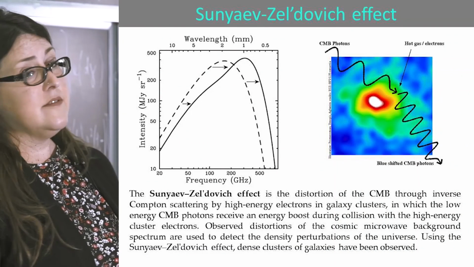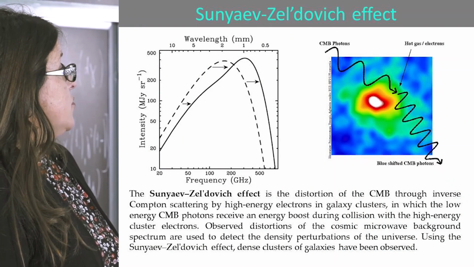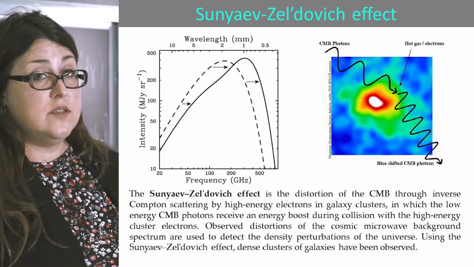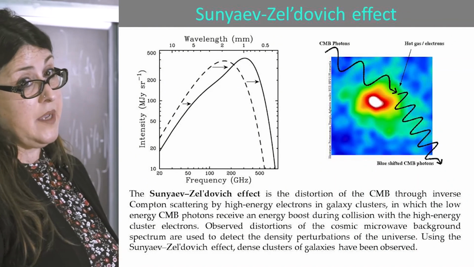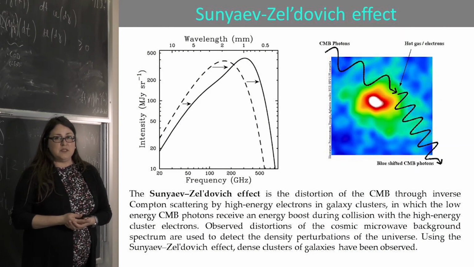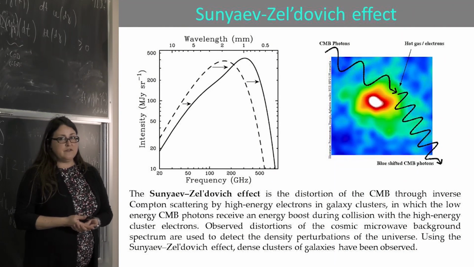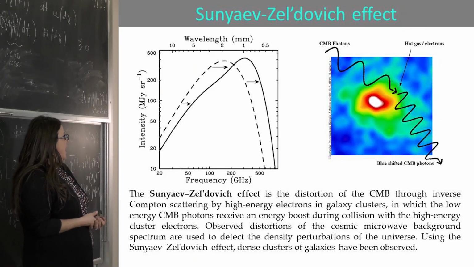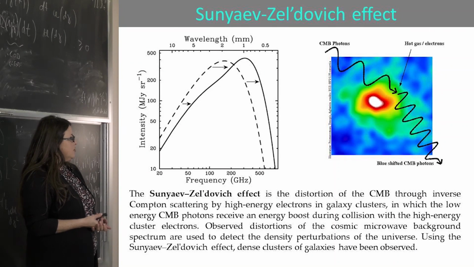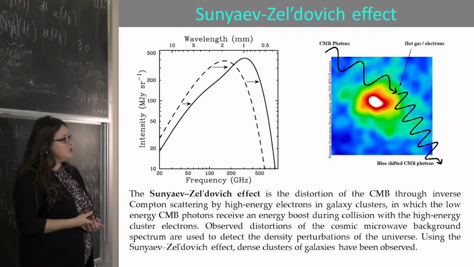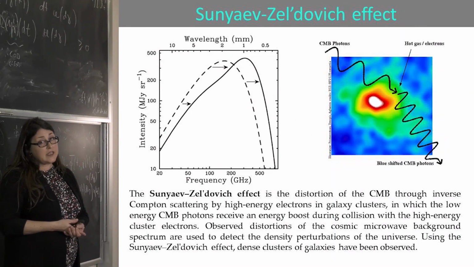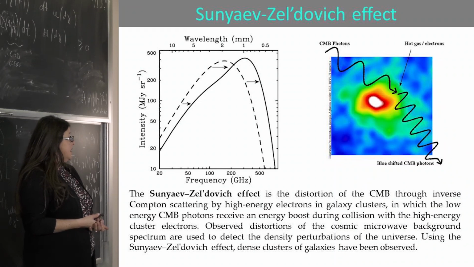Coming back to the CMB, there is another effect of the inverse Compton scattering which is observable, and it is the Sunyaev-Zeldovich effect. The Sunyaev-Zeldovich effect is the distortion of the CMB spectrum. You know that the CMB spectrum is an almost perfect blackbody, and the Sunyaev-Zeldovich effect is the distortion of this spectrum through inverse Compton scattering, which is due to the high energy electrons in the galaxy clusters.